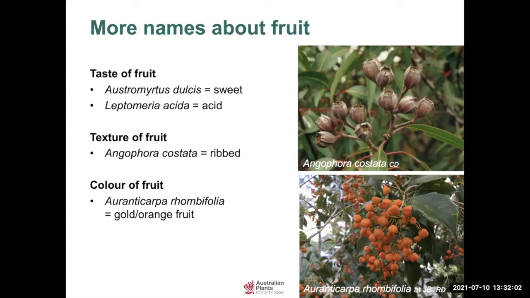And then there are also some names that refer to the colour of the fruit. So in this case, Auranticarpa, which used to be Pittosporum, refers to the goldy orange colour of the fruit. So you've got carpa, fruit, and then aur, coming from the Latin name for gold, aureus, that's referring to the colour of the fruit.